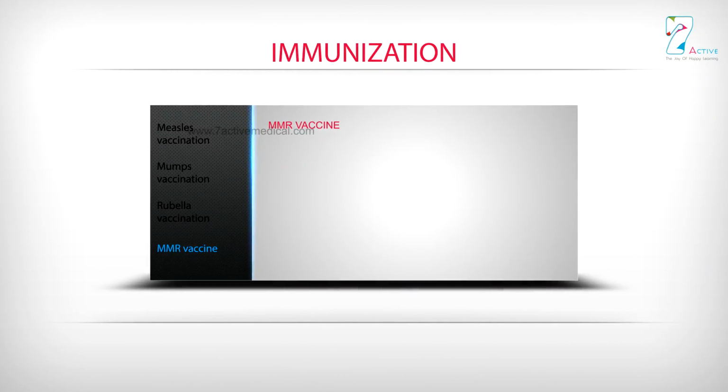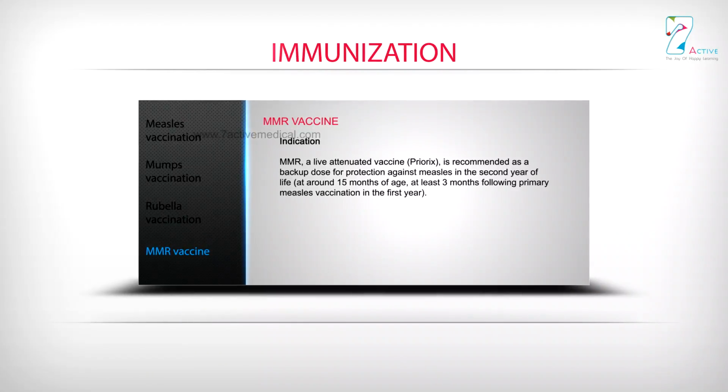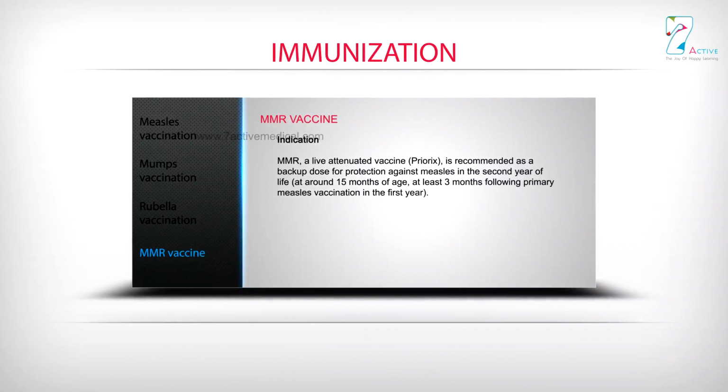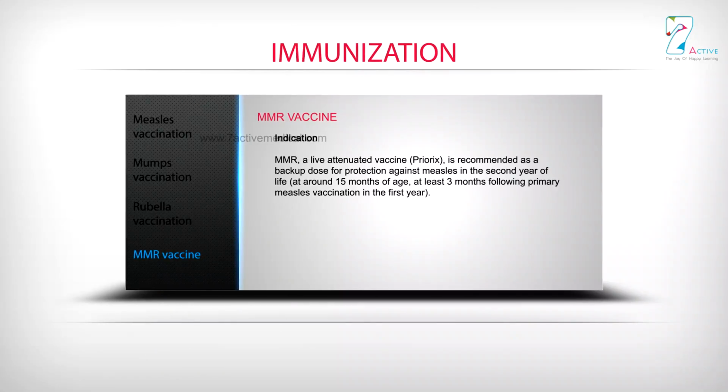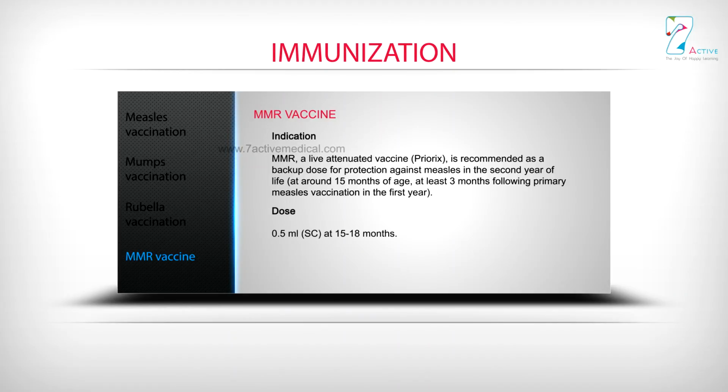MMR vaccine. Indication: MMR, a live attenuated vaccine, Priorix, is recommended as a backup dose for protection against measles in the 2nd year of life at around 15 months of age, at least 3 months following primary measles vaccination in the 1st year. Dose: 0.5 milliliter SC at 15 to 18 months.